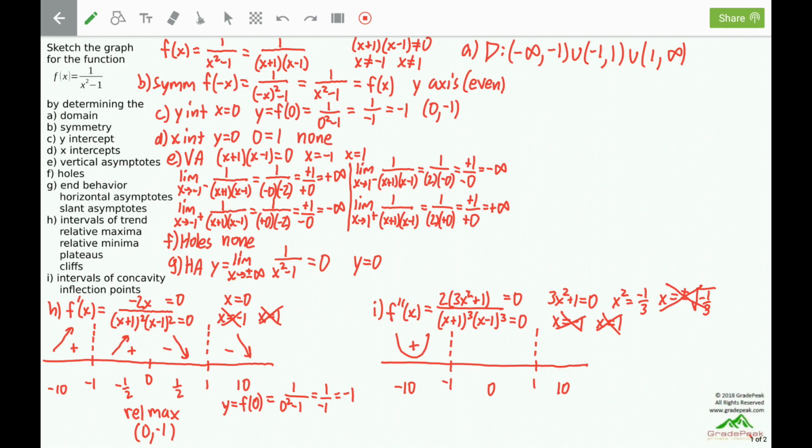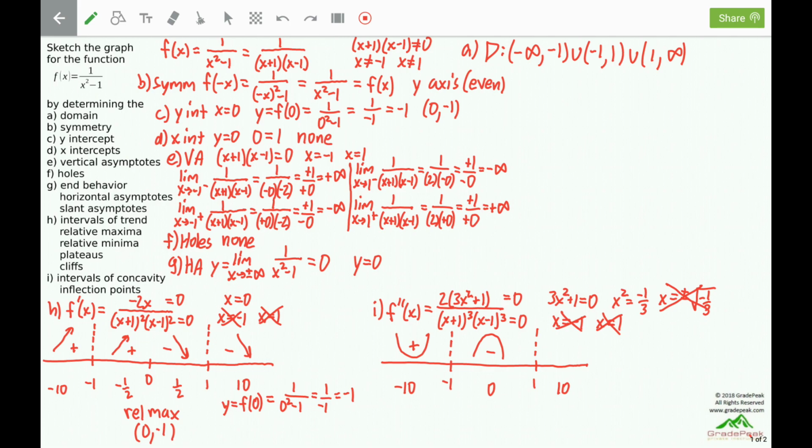Plugging in the test value of 0 into the portion of the second derivative that matters, 0 plus 1 is positive, positive cubed is positive, 0 minus 1 is negative, negative cubed is negative, positive times negative is negative. We have a negative second derivative. This corresponds to concave down.